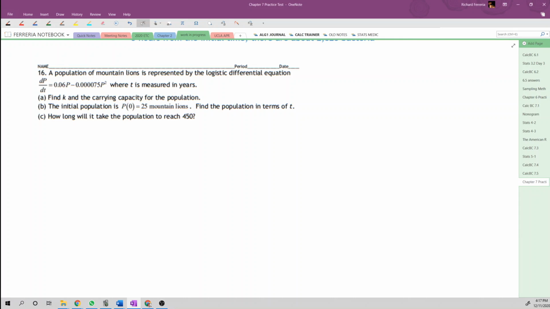So getting started here, we're supposed to find k and the carrying capacity. If I compare the differential equation that is given, dP/dt equals 0.06P minus 0.000075P squared, that doesn't compare favorably with dP/dt equals kP(M minus P). They don't really look the same.